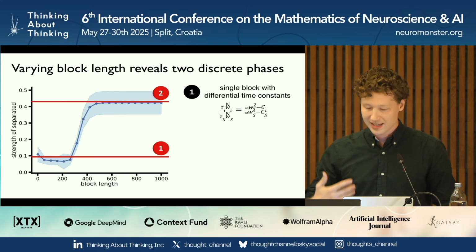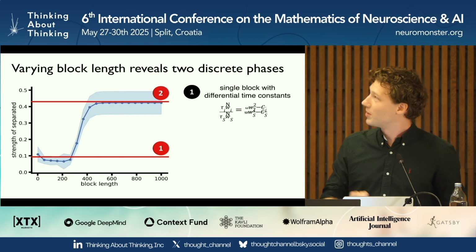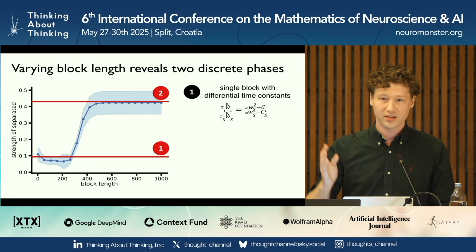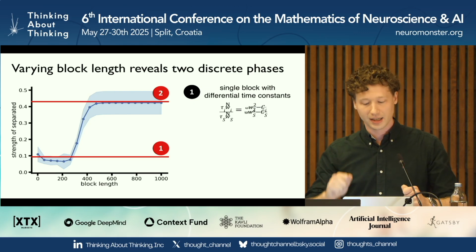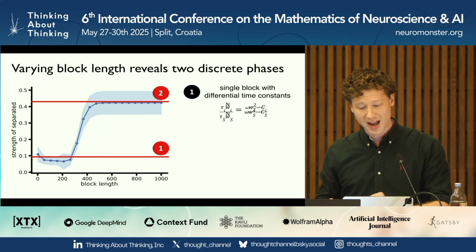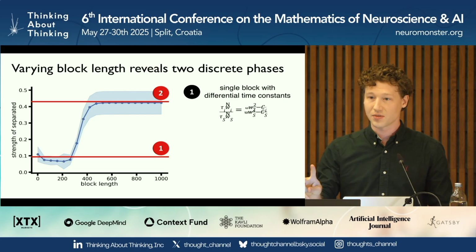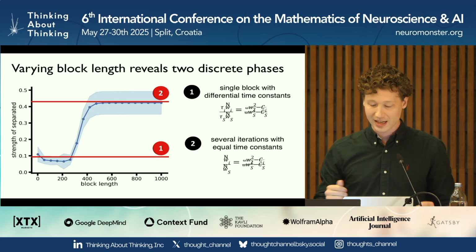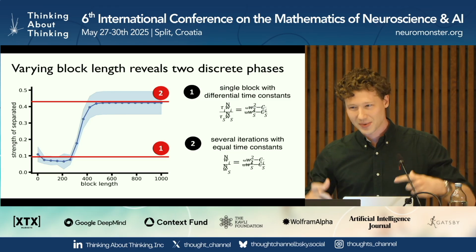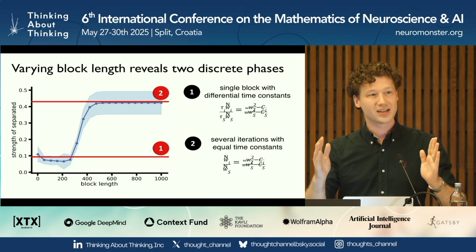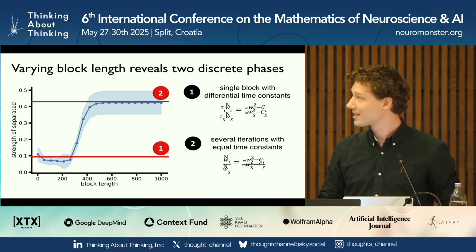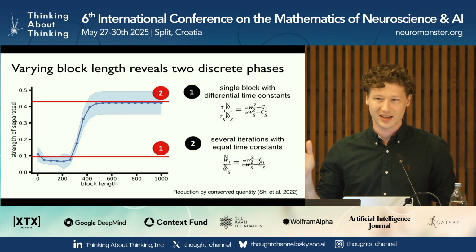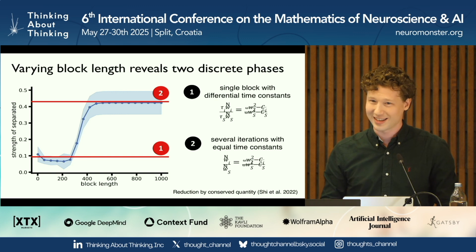In the case of linear neural networks, we can exactly solve these differential equations to give you the final solution at the end of learning. In the first case, you get it using different time constants for the middle and the side pathway, and in the other case as several iterations with equal time constants, where you go to the end of learning and train down to zero loss. This uses a reduction by a conserved quantity method. My apologies that the equations are not showing properly here.